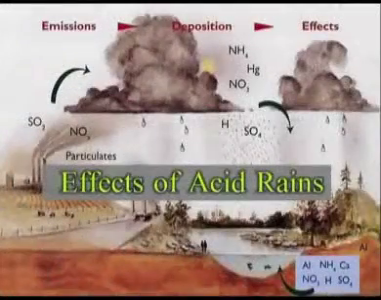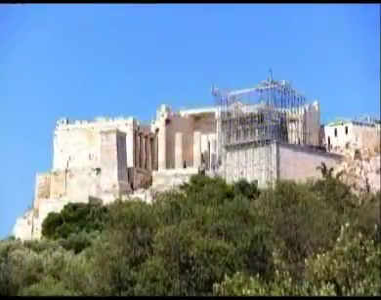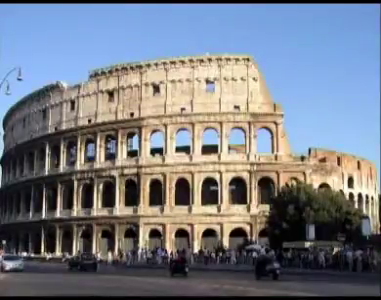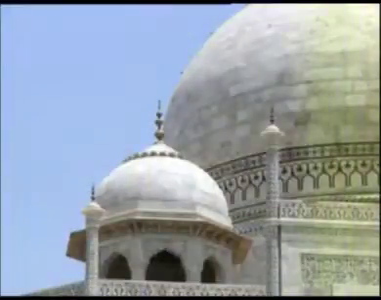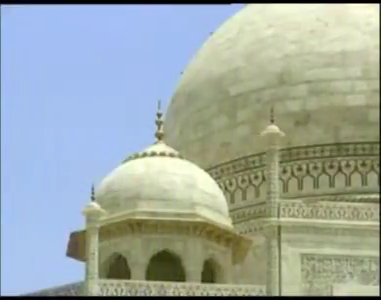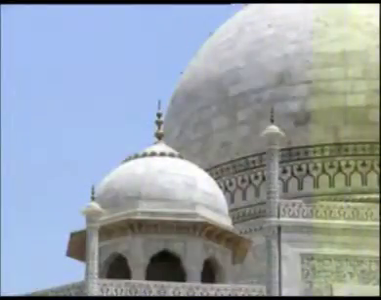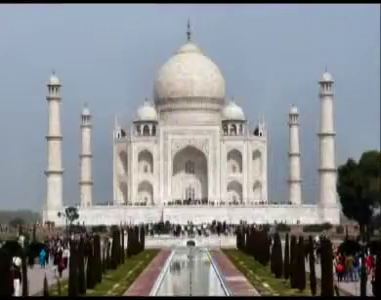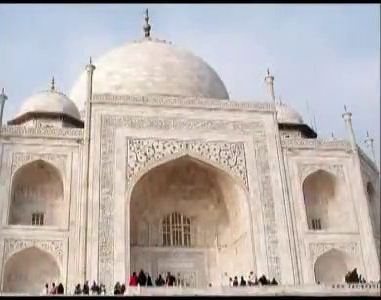Effects of acid rains: spoilage of historical monuments. Several historical monuments in Athens, Rome, and London have developed cracks. In India, Taj Mahal leprosy was reported. The marble has become pale and soft like chalk due to sulfur dioxide fumes from the Mathura oil refinery causing acid rains over the Taj Mahal in Agra. The whole building was painted with acid-proof paint involving very heavy expenses.